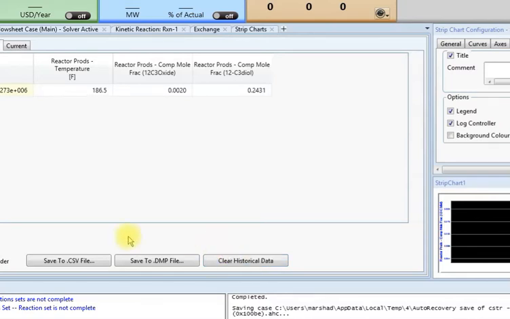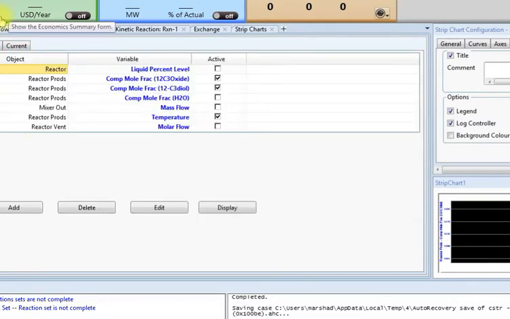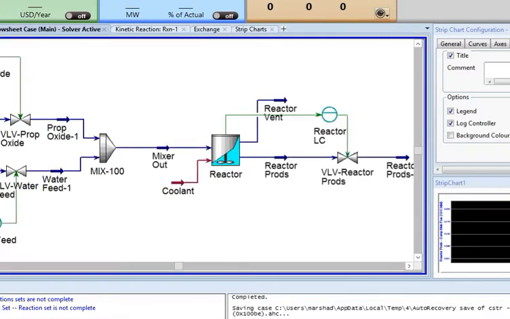Setup, please make sure you have this one: component mole fraction of oxide, glycol, and the diol, and the temperature. We will plot these three parameters. Okay, let's go back to the flow sheet, view flow sheet.